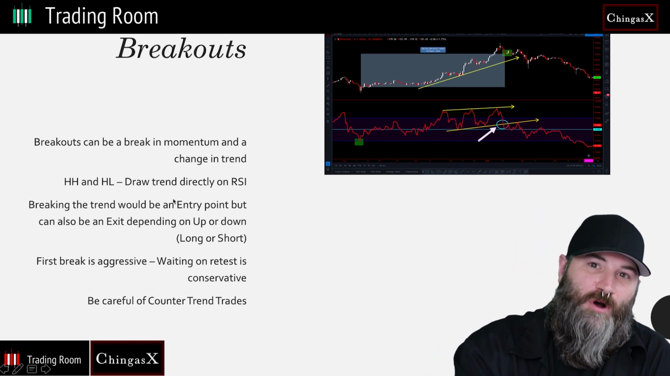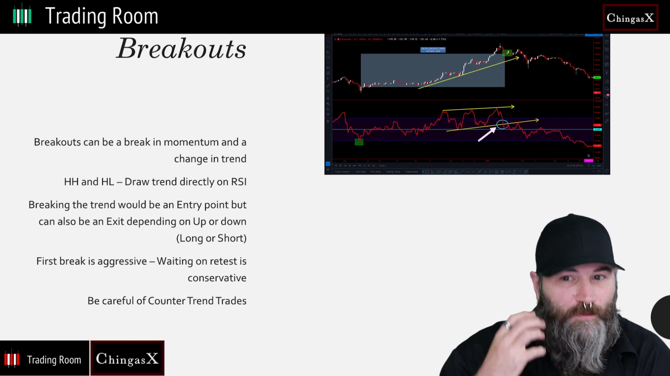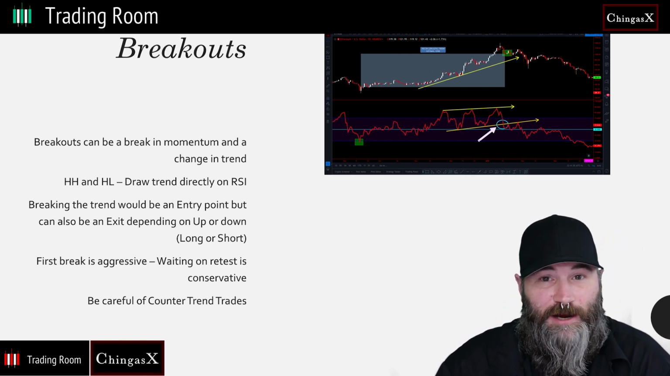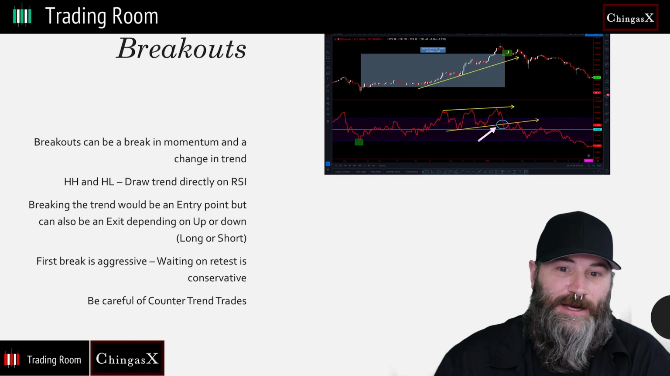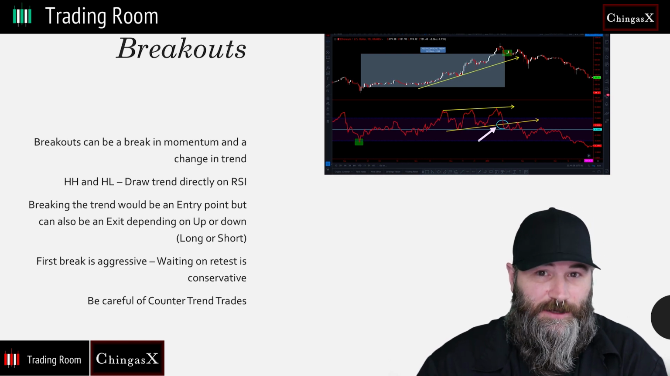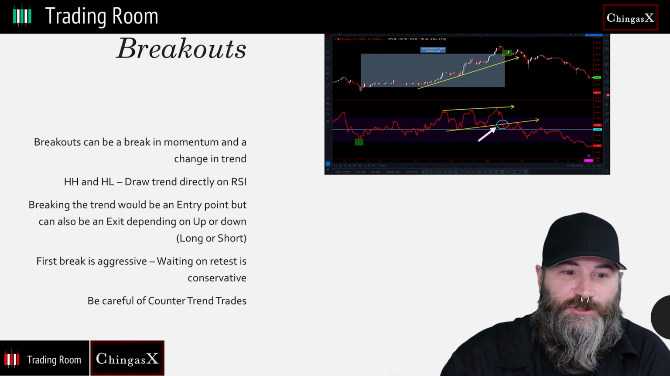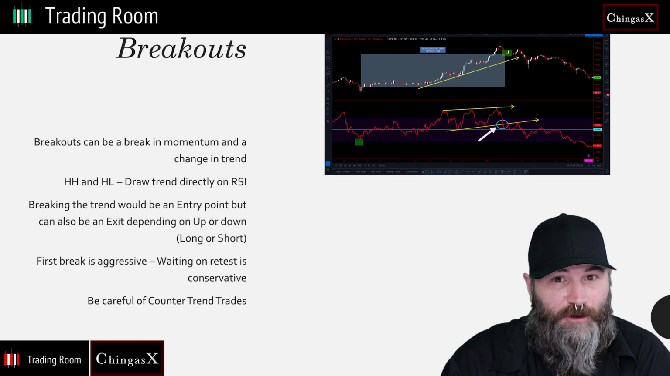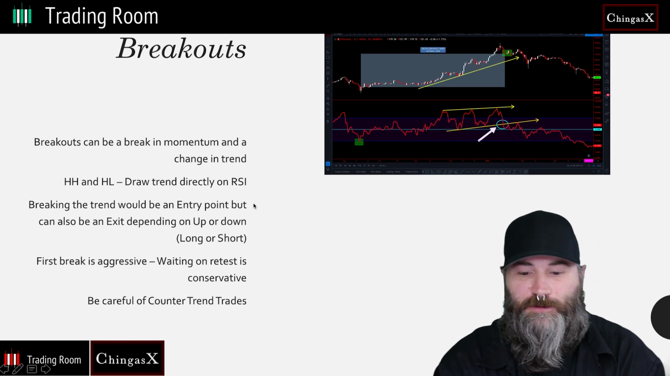And you always want to be mindful of and careful of counter trend trading. RSI works excellent within trend. Once you counter trend, it's a whole other animal. So you have to be very careful about that.